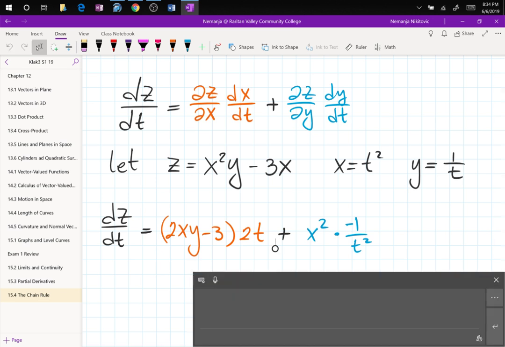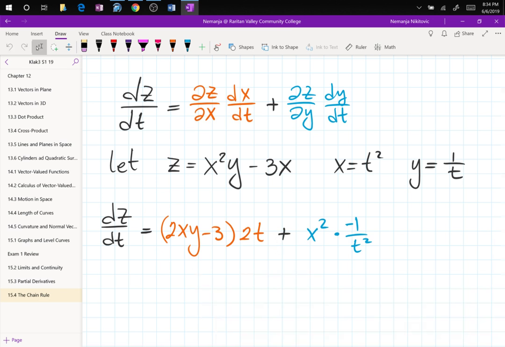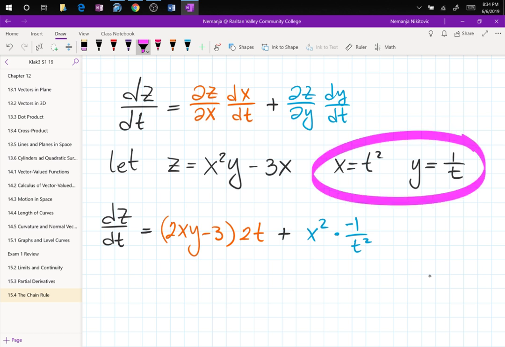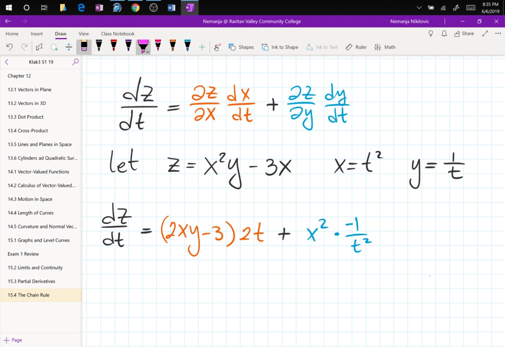Now, are we done? Well, we are not done, because we have x and y and t, so we have to bring all of these into t's, because your answer needs to be in respect to t. So you are not allowed to have any x's or y's floating about, so you have to use these equations to eliminate all of your x's and y's and turn them into t's, and then do more algebra to simplify all of this. So let's go.